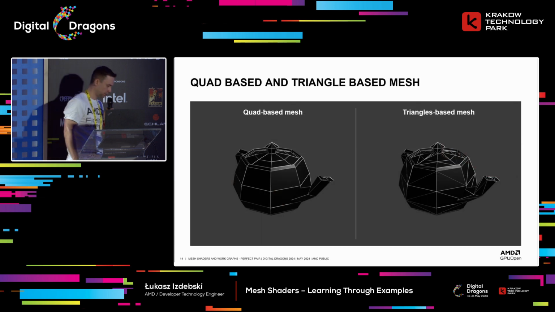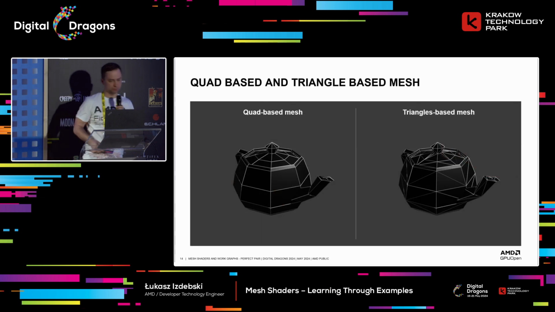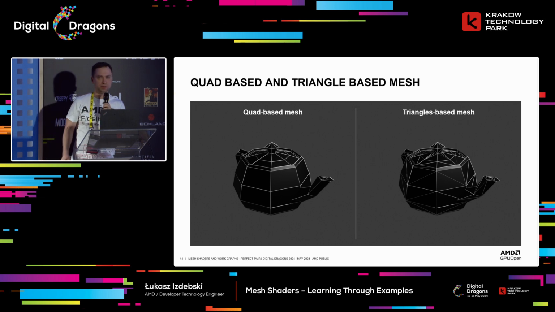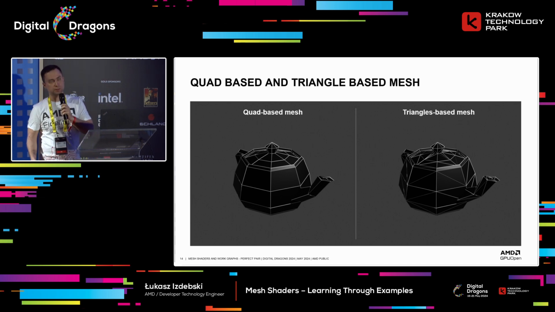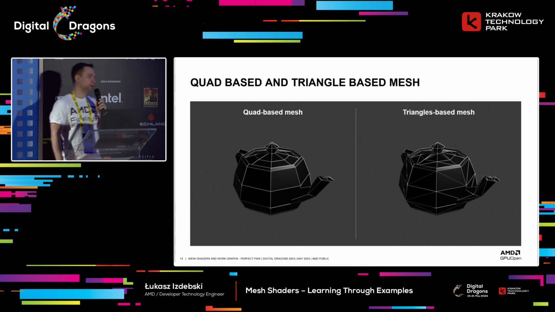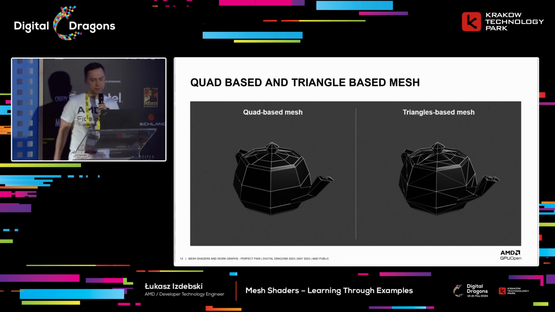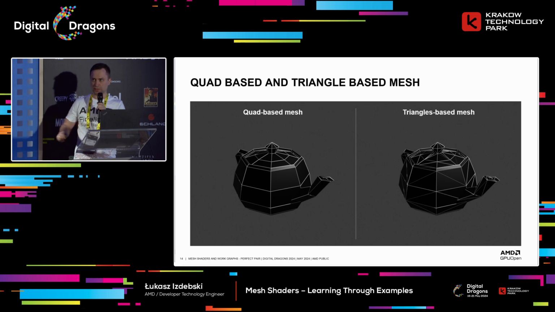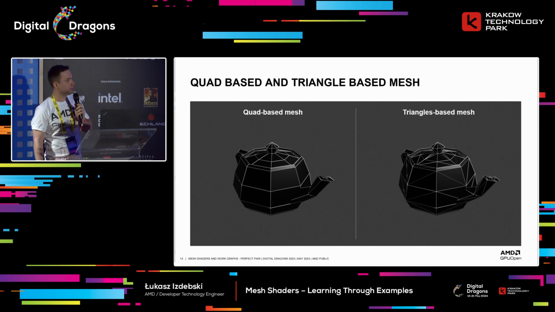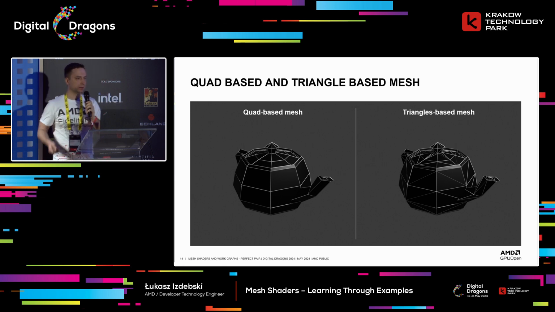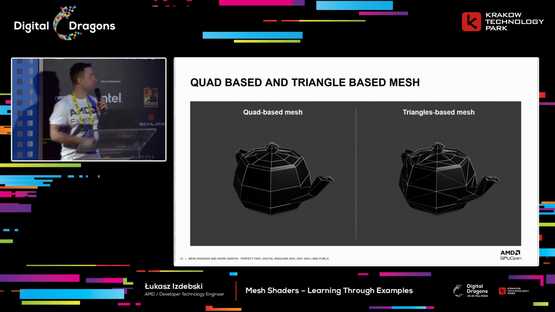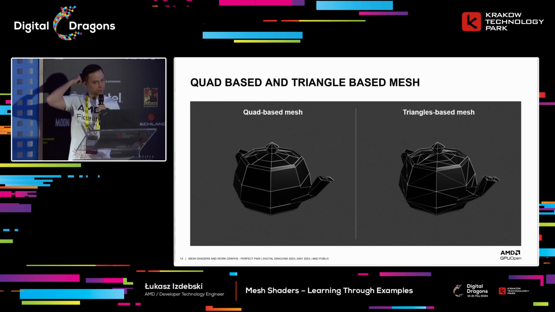But the second consequence of not having input assembly is that we are no longer limited to the primitives that input assembly can have. For example, I'm talking about triangles, triangle strips, lines, etc. We can create our models with different types of topologies, for example, quad-based meshes. Quads are very popular at the modeling stage.